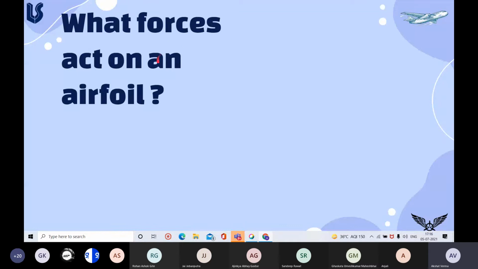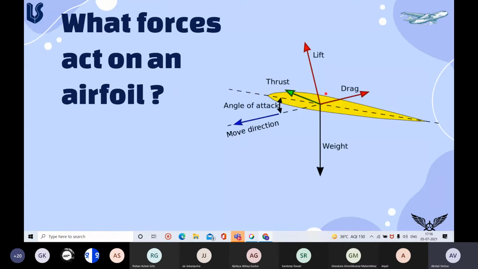So, what are the typical forces which act on an airfoil? This is a diagram of the forces that act on an airfoil. First of all, the weight is the most fundamental force, which acts on every object, not just an airfoil. And thrust is the force which is provided by the engine of your airplane. This can be aligned in any direction depending on the position of your engine.